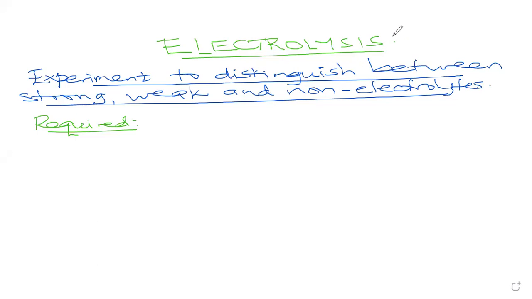We are continuing with electrolysis, and this is our lesson 4 for O-level senior 3 stroke senior 4. Today, about electrolysis, I want us to look at an experiment to distinguish between strong, weak, and non-electrolytes. How can we distinguish between strong, weak, and non-electrolytes?